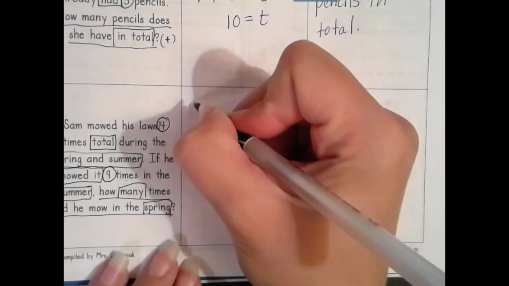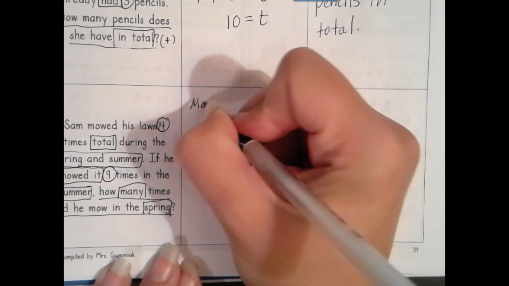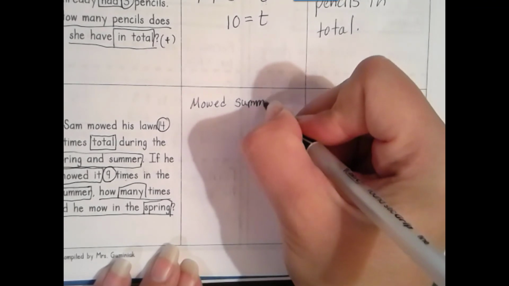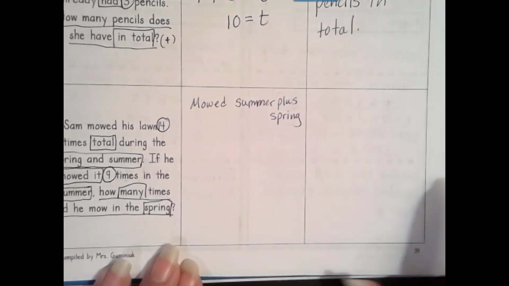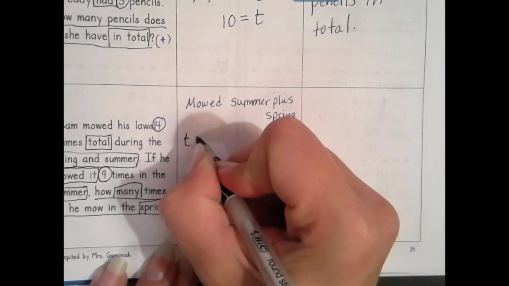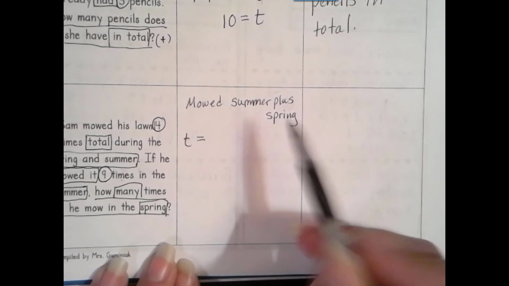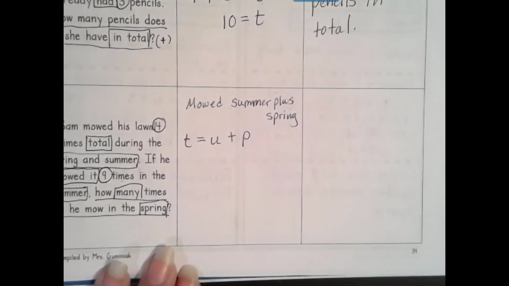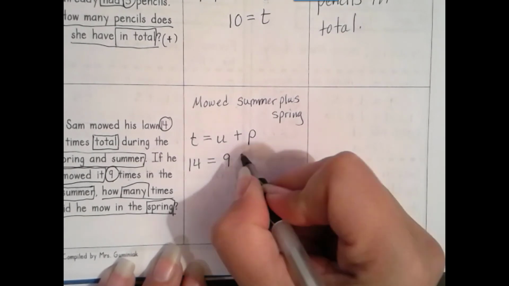Okay, so the total is summer plus spring. So our total is equal to, let's see, since they have the same first letter, I'm going to use the second letter. Summer plus spring. We know the total amount that they mowed, which is 14. We know how many in summer. We're trying to find spring.